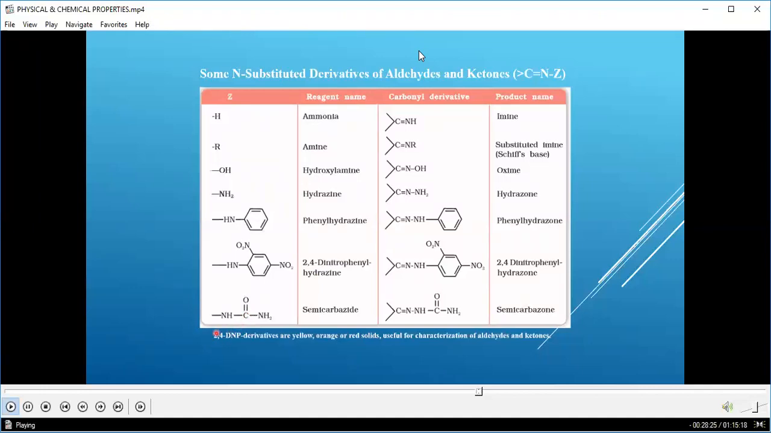When we are using this NH2NHCONH2, it is known as semicarbazide. So the product name will be semicarbazone. You can check, this is very easy. The easiest reactions among all. Now please note down, as I told, this 2,4-dinitrophenylhydrazine is very important. These derivatives are either yellow, orange or red solids, which is a useful characterization of aldehydes and ketones.